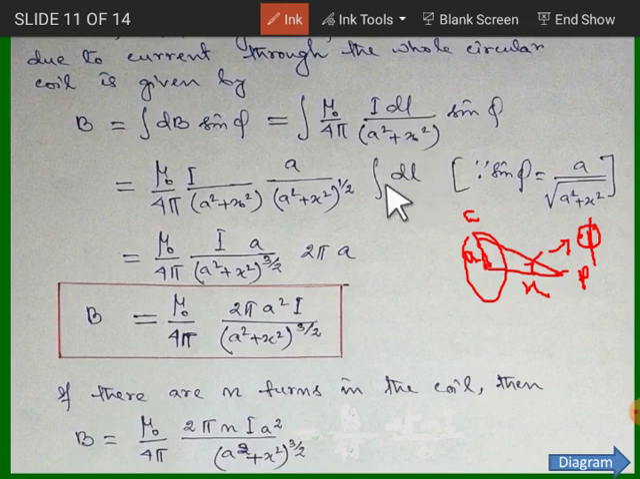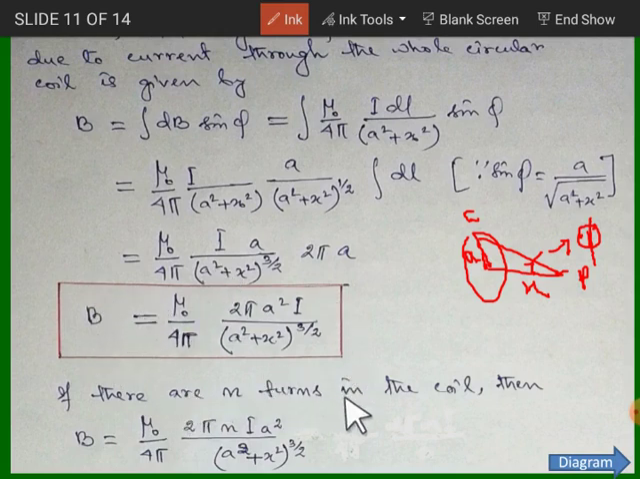So if you sum up all those small elemental lengths over the whole circumference, then you will get the circumference of the circular coil. The circumference of the circular coil is nothing but 2πa, the radius. So this is the total length of the circumference of that circular coil. If you put all those things together, then you will get the expression like this.